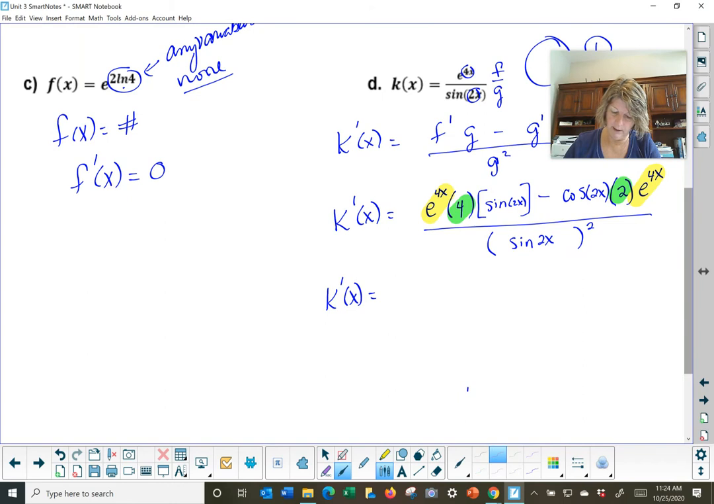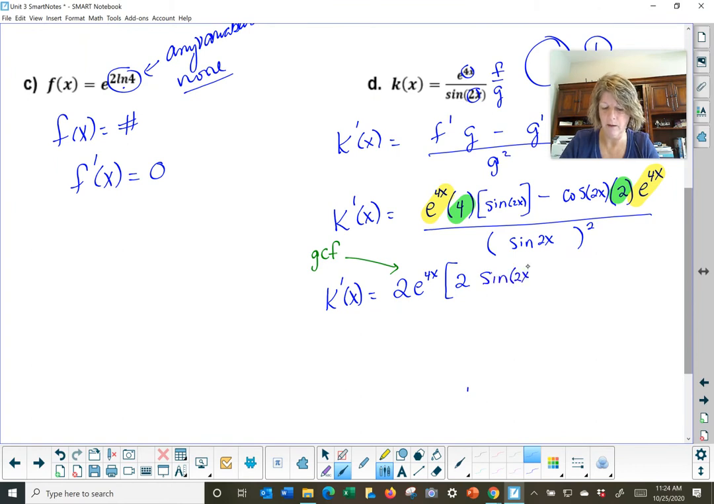So what we're going to pull out front will be 2e to the 4x. And then I'm going to use a bracket. And I'm going to indicate that this was a GCF. And I think you should do that too. Now, inside, I pulled out 2 from that 4, so I will still have a 2. Remember, it needs to multiply to make 4. 2 sine 2x minus, well, all of the 2e to the 4x came out front, so I simply need cosine of 2x.